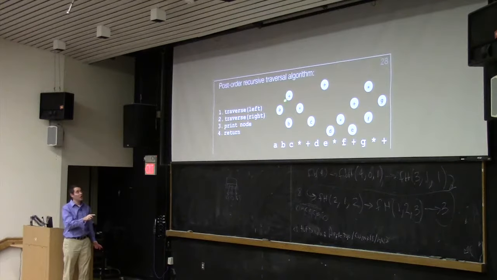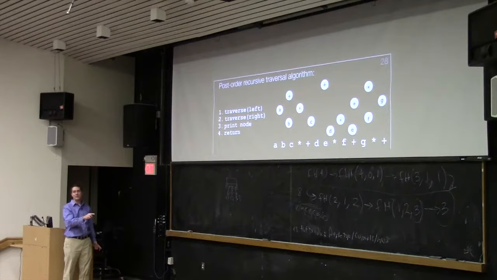Who called traverse left on this guy? Plus, so we return back up to here. We just traversed left. So where do we traverse now? Right. What do we do with this one? Traverse left. This one we try to traverse left, try to traverse right, we can't, so we print B. Return. We just traversed left, so we traverse right. Can't traverse left, can't traverse right, print C. See how it's going A, B, C? We go up here, didn't we just traverse right? So we print asterisk. Well, we can't do anything else, we now return.